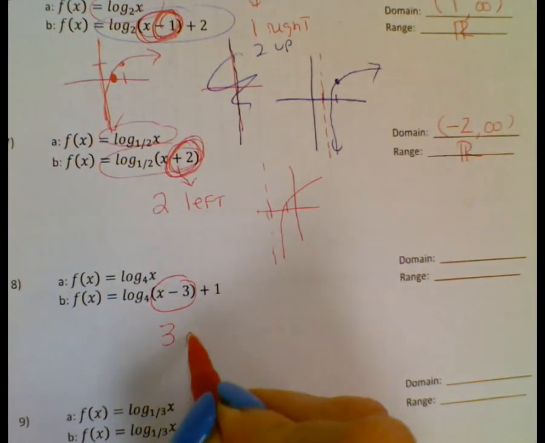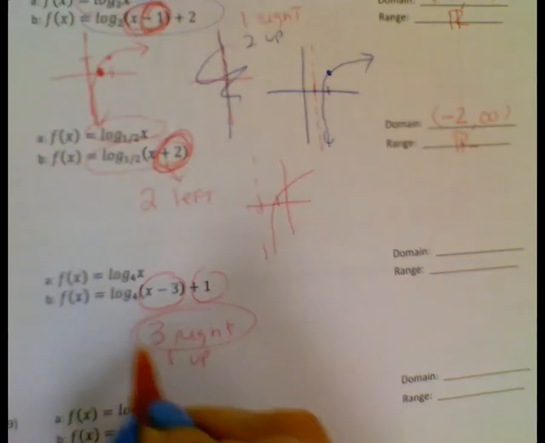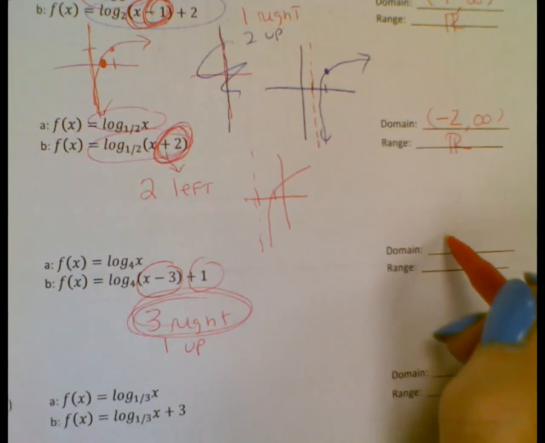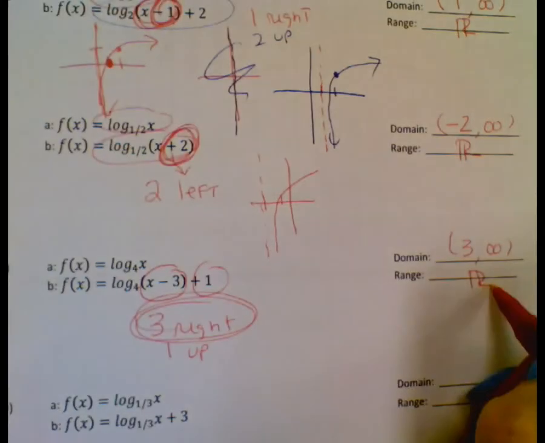Again, here's your parentheses. This one's going to go 3 right, and then this is going 1 up. But this is what affects your domain. 3 right, so 3 to infinity. This is all real numbers.